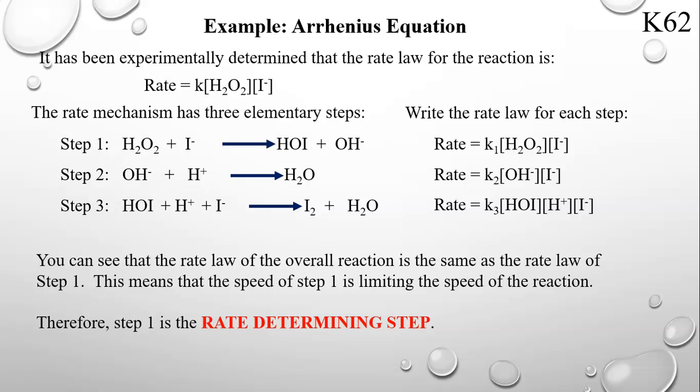And in this case, how did you know that step 1 was the slowest? You didn't. But you can identify it because the rate of the overall reaction is the rate of step 1, and that tells you that step 1 is the slowest step. The reaction can't run any faster than its slowest step. And again, the name for that is the rate determining step.